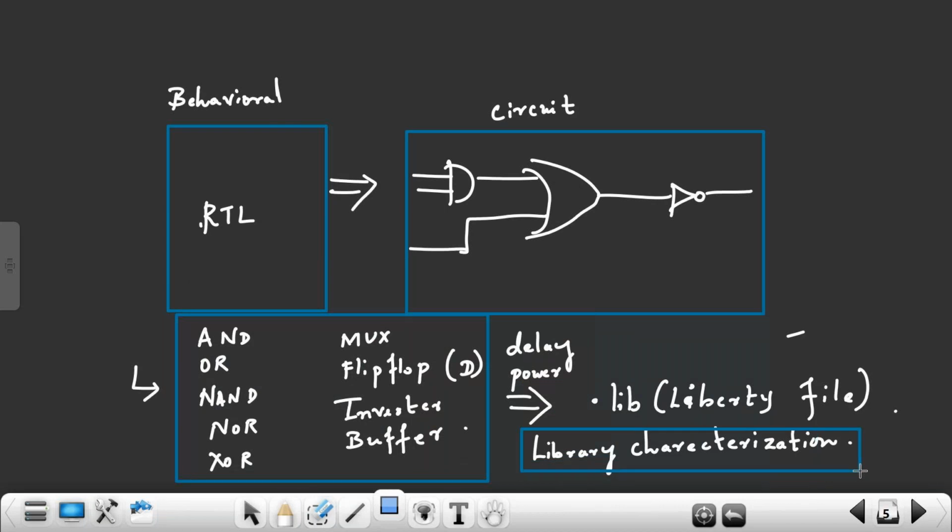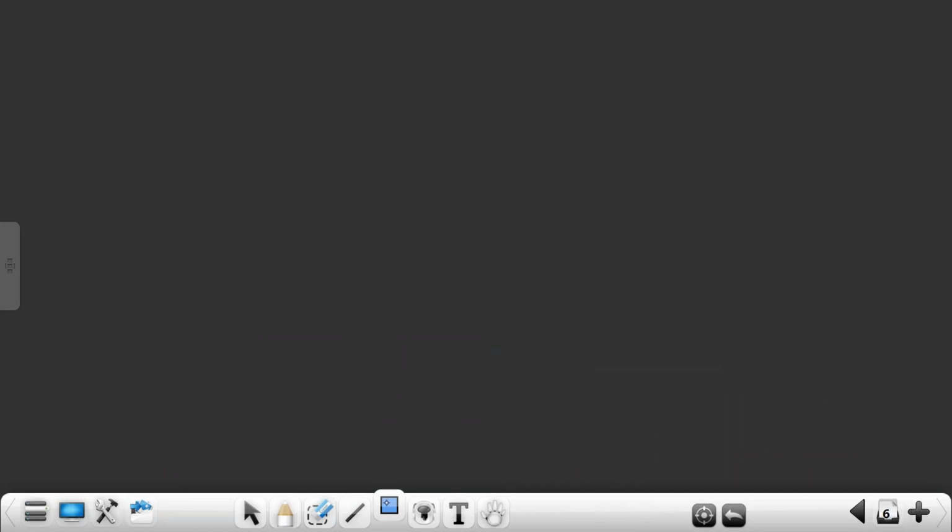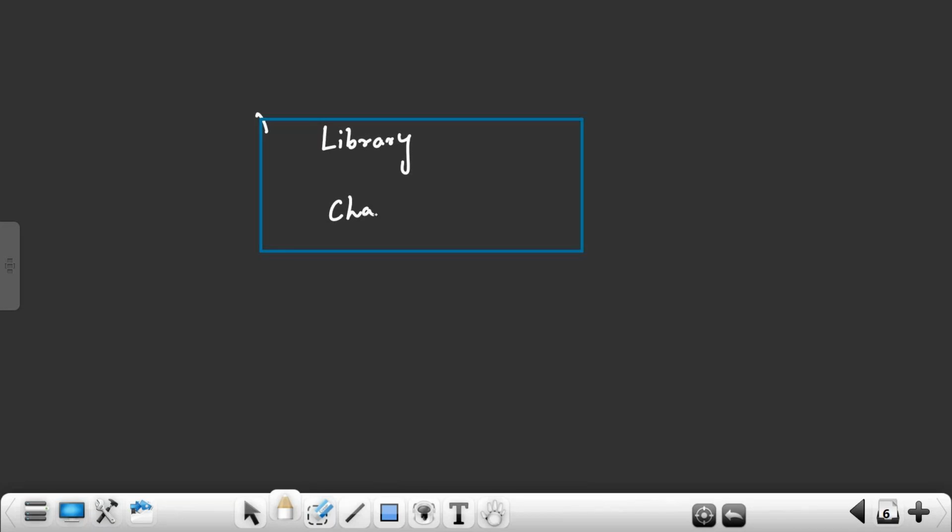See, I'll just give a small introduction about library characterization. What the library characterization team will do is they will get the spice models from the foundry. The library characterization team is going to develop this Liberty file. They will get spice models from the foundry.